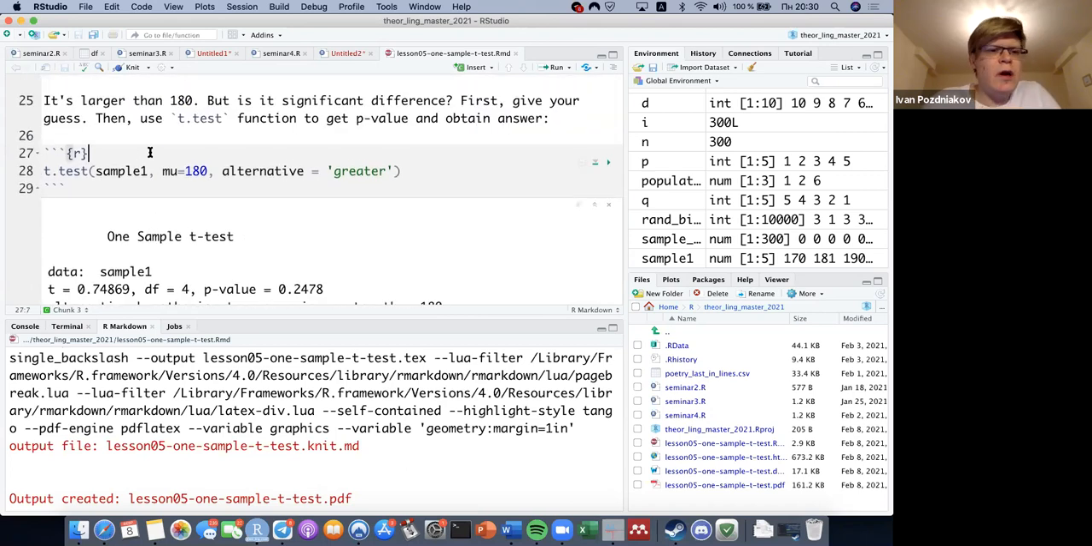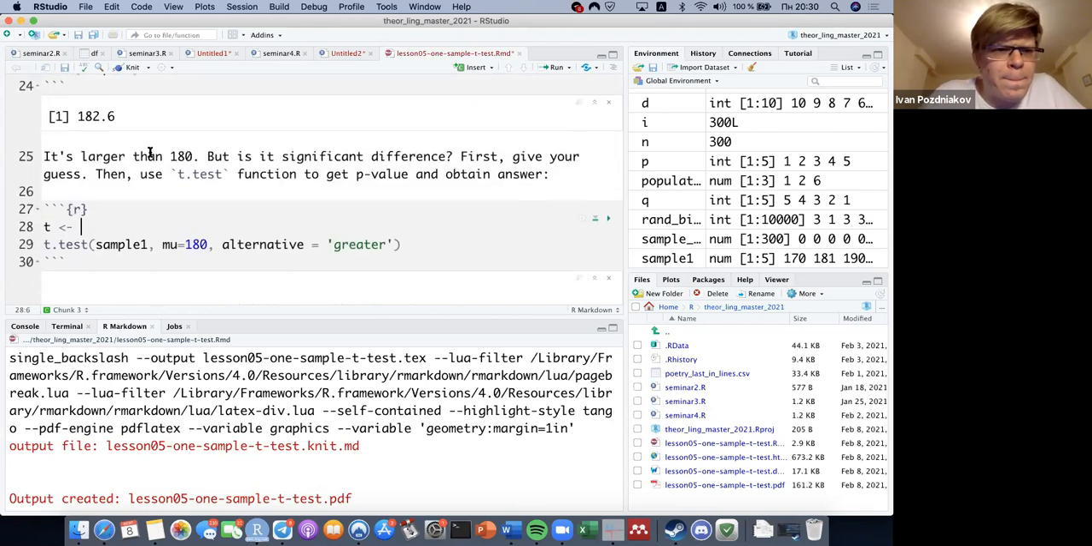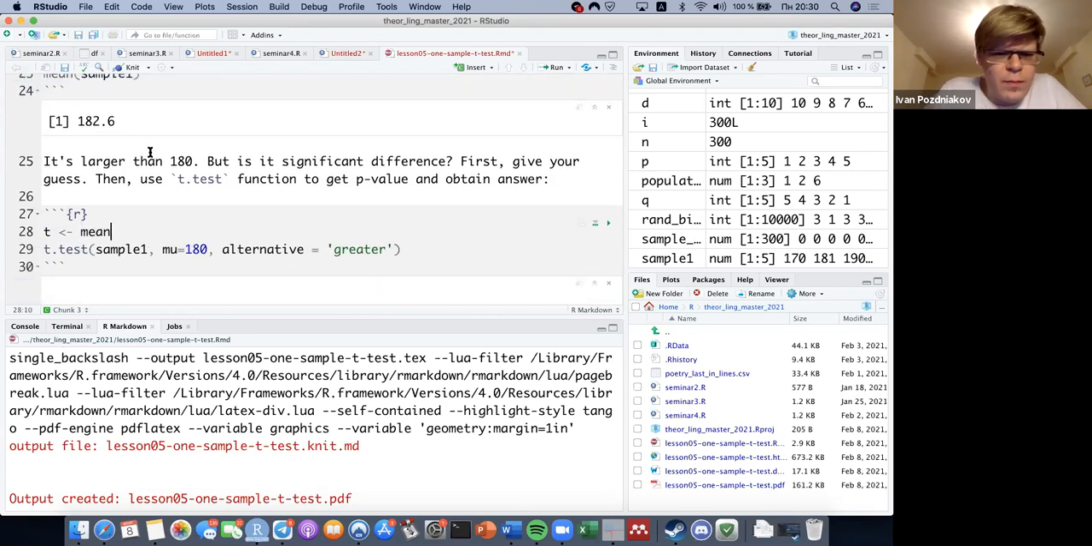So how does it work? We calculate the t statistic. That will be the sample mean minus mu, divided by the standard error, and the standard error is the standard deviation of sample one divided by the square root of the length of sample one. Yes, I think probably that.